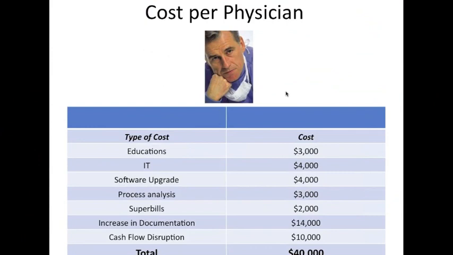Training by specialty is about maybe $3,000 for the physician and for the staff. IT investment, you might need a new server, you might need a new computer, so that might be another $4,000. The software upgrade, of course, depends on what version you're coming from, so I would say $4,000 depending on what version you're coming from. So this is an average for a practice size of 5 to 10 computers. Then if you need to redo process analysis, if you need to customize things or print new super bills, there's some money investment there.